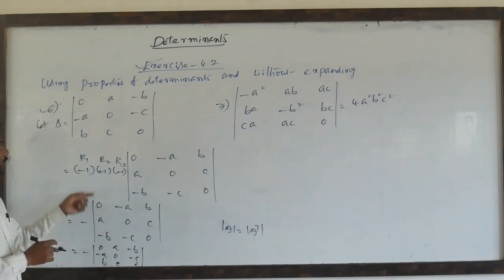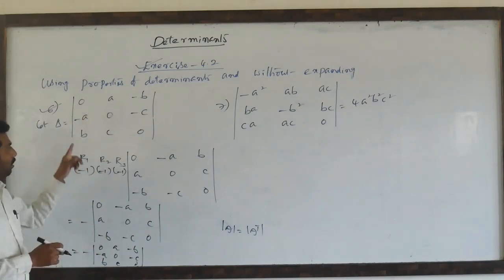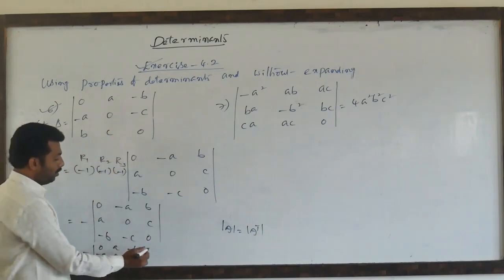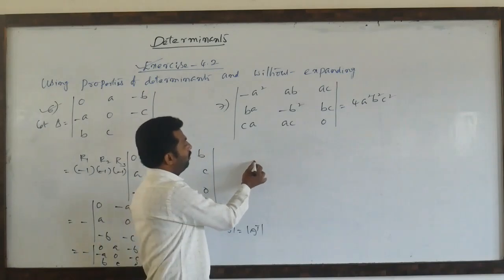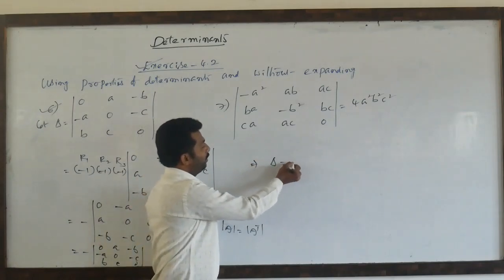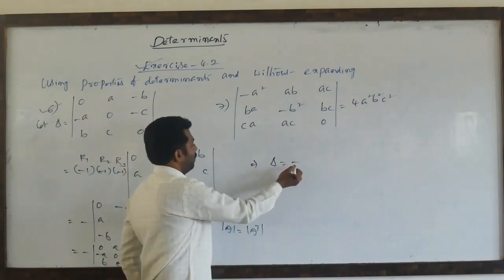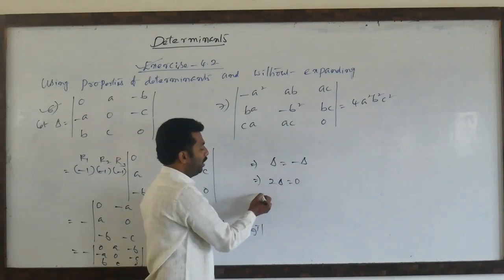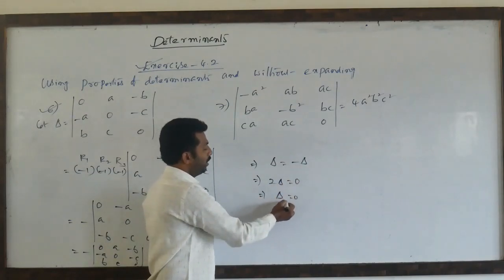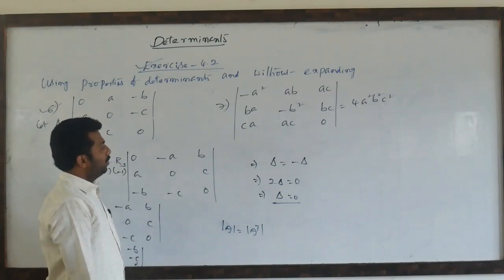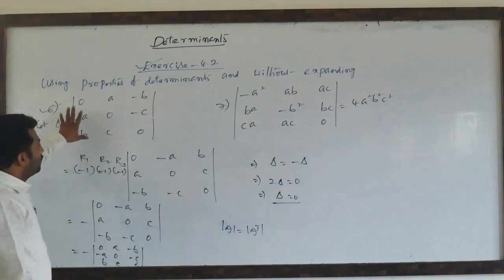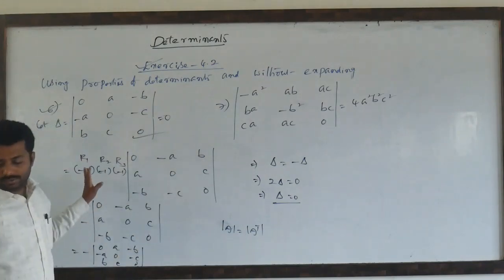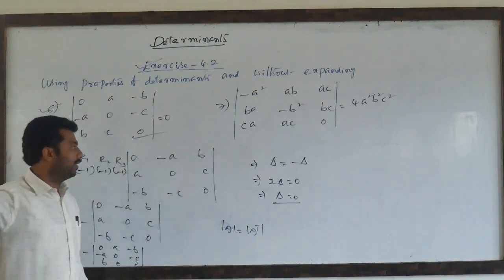If you want to check: 0, A, minus B; minus A, 0, minus C; B, C, 0. So again what we got here: the left side is delta, and on the right this becomes minus delta. Taking it to the left side, 2 delta equals 0. So delta must be 0. This determinant always becomes 0. So like that we have to write. Next.